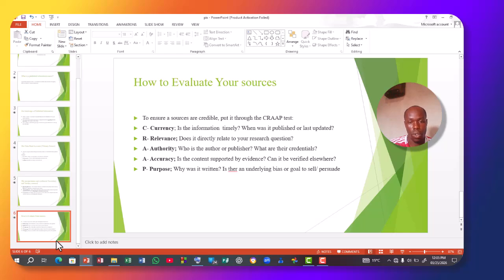We should look for accuracy, and the purpose. What makes you look for that kind of information? That is the purpose. Why was it written? Is there an underlying bias or goal to tell or to sell or to pursue? Is it there? That's what I want you to further understand about this.